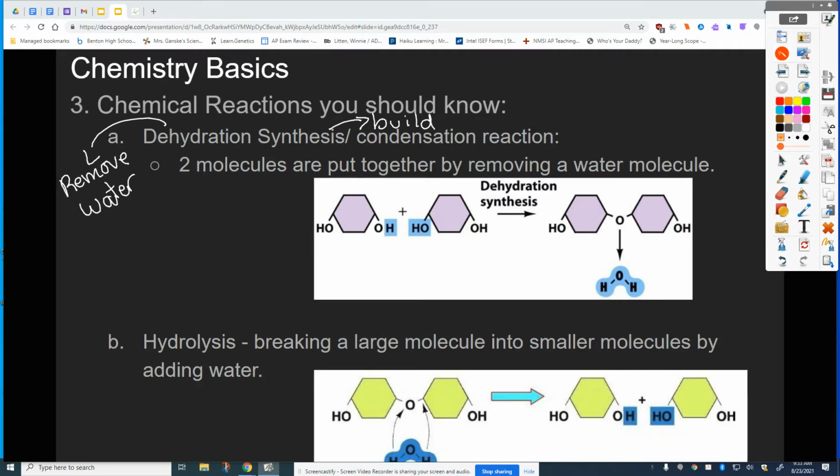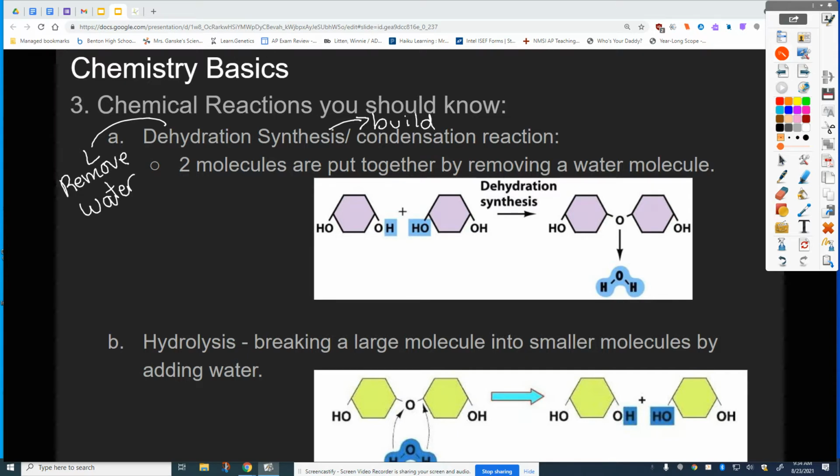So dehydration synthesis says that we are going to build something by removing water. It's also known as a condensation reaction because anybody ever had a big old cup of sweet tea? It's nice and cold and you walk outside and what forms all over the outside of the cup? Condensation, which are droplets of water that are being removed from the atmosphere. All right. So dehydration synthesis can also be called a condensation reaction. Those terms are used interchangeably.